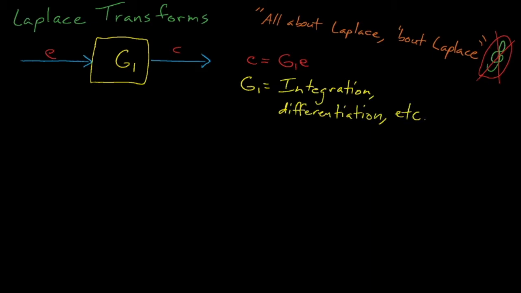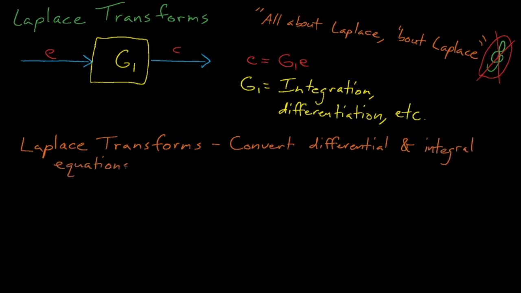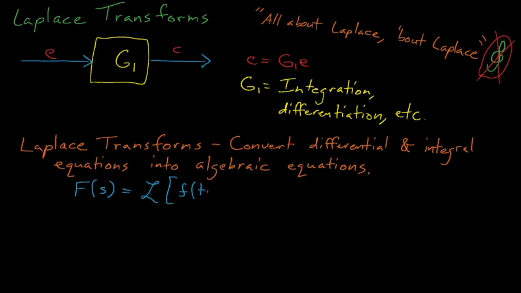Thankfully, we can produce this kind of behavior by modeling control elements using Laplace transforms, which convert integral differential equations into simple algebraic expressions. The Laplace transform, capital F of s, of the function lowercase f of t is given by the integral from time equals 0 to time equals infinity of our function f of t times e to the negative st, where s is some variable. So by performing this integration, our Laplace transform converts our function from the time domain into the s domain, where it is now a function of the variable s.